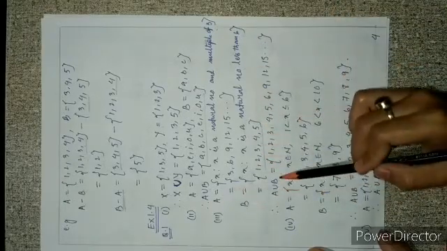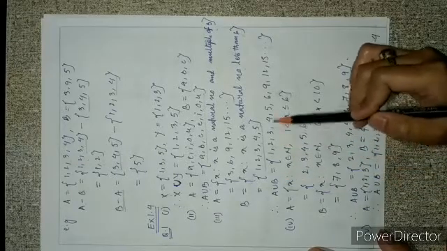And find the union of these two given sets. And union will be 1, 2, 3, 4, 5.